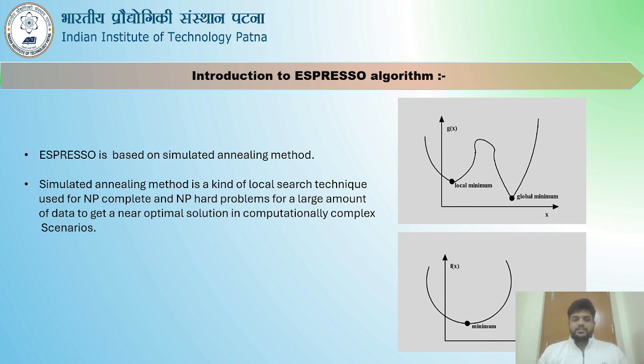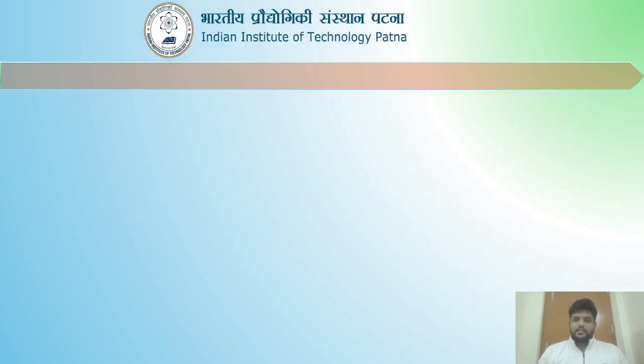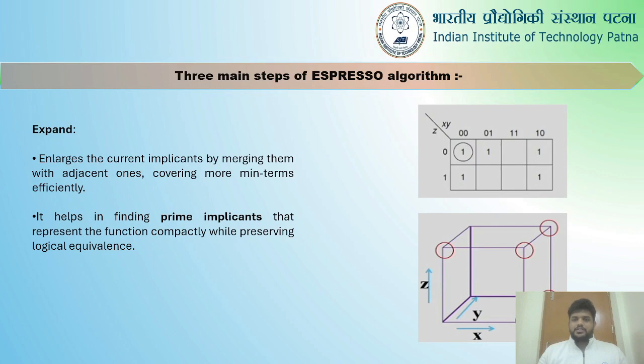And the simulated annealing method is a kind of local search technique. It is used to determine solutions for NP-complete or NP-hard problems, which have a large amount of data, which will be hard to traverse over all the terms, and it will be computationally very complex. And there are three steps to it.